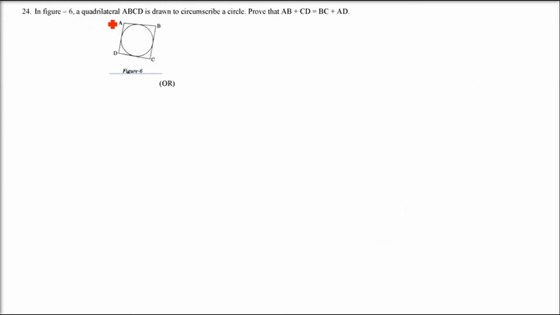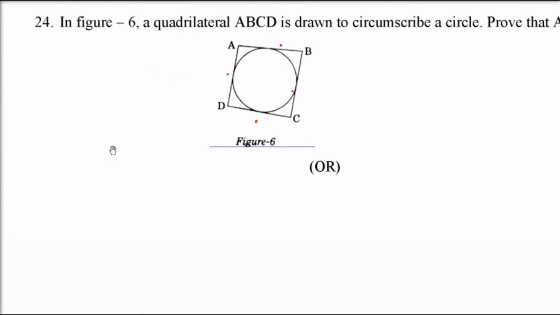In figure 6, a quadrilateral ABCD is drawn to circumscribe a circle. Prove that AB plus CD equals BC plus AD. There are two questions like this, you can see an OR. We have to prove that the sums of opposite sides are equal. The concept here is the tangent length property: from any point we draw tangents to a circle, the lengths of the tangents will be equal.